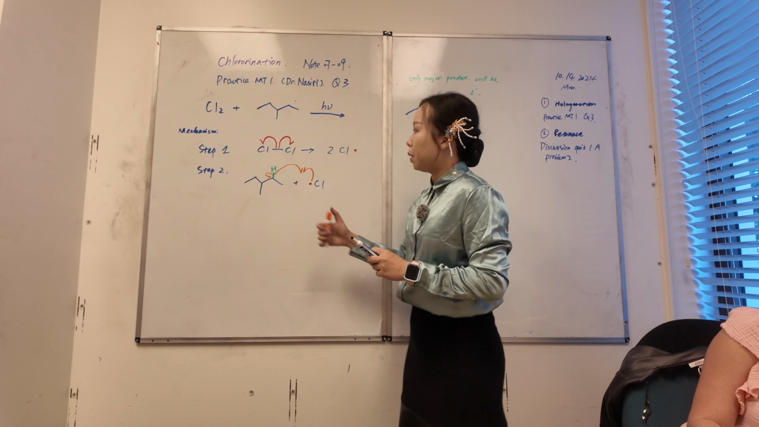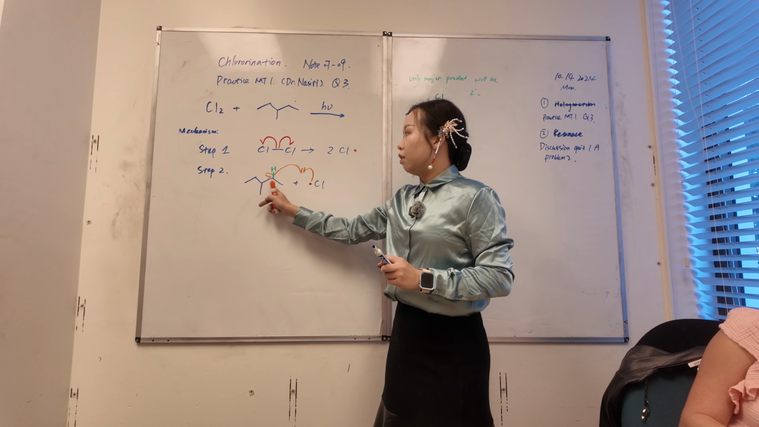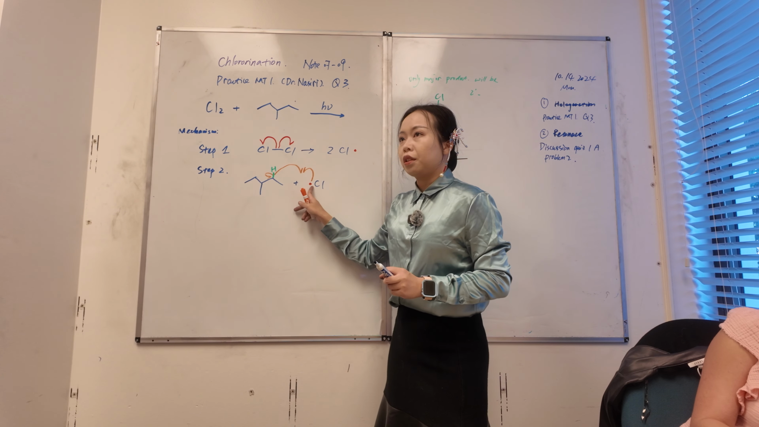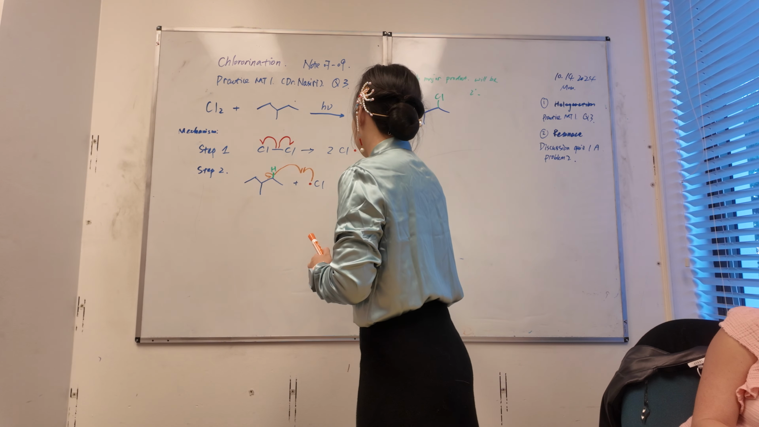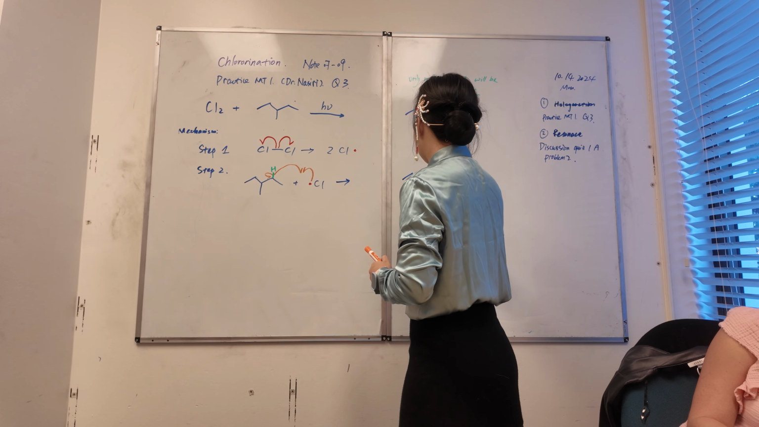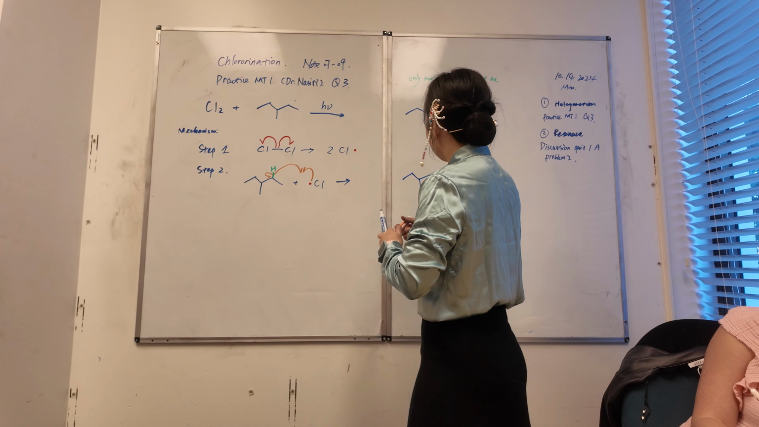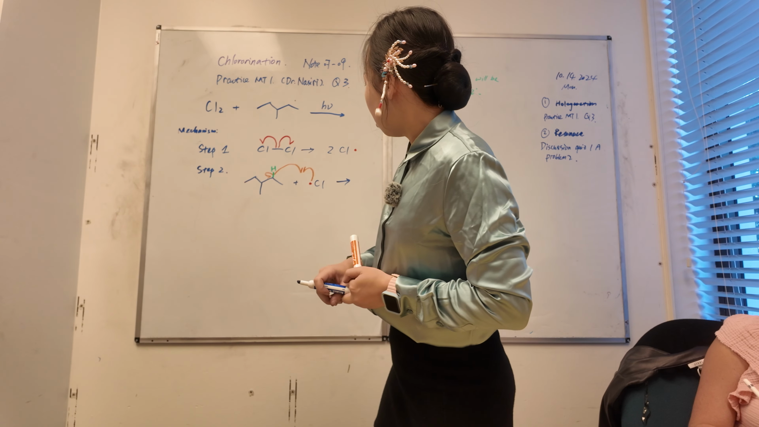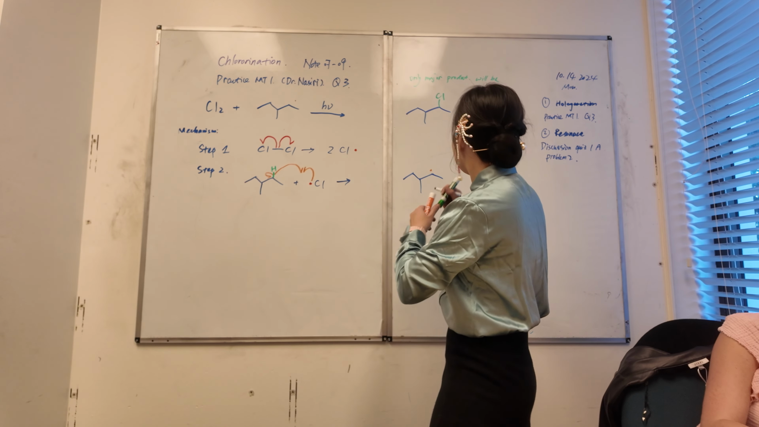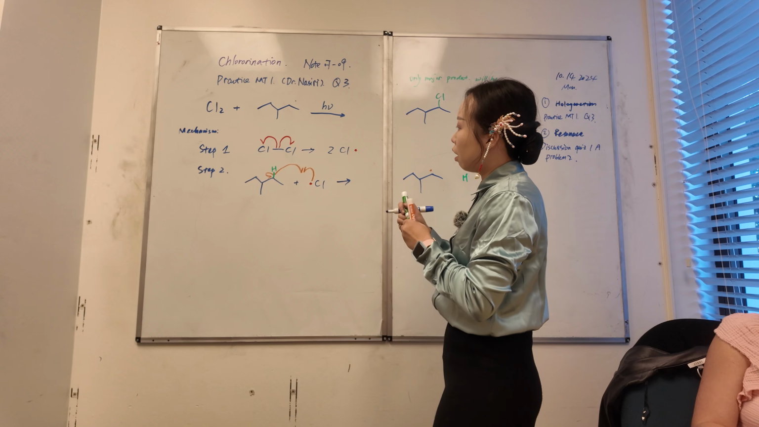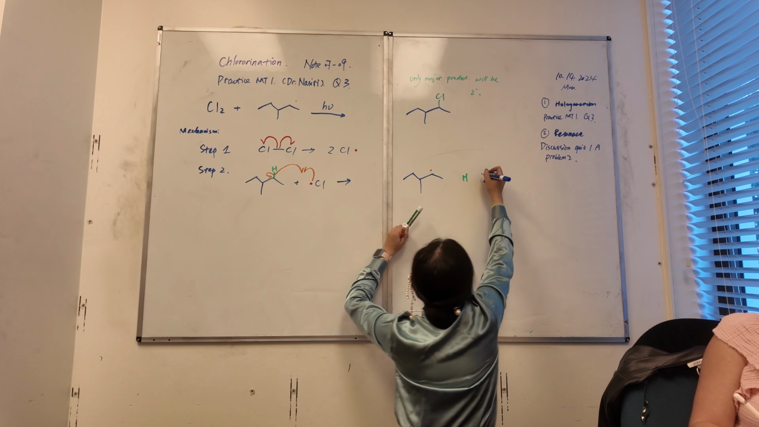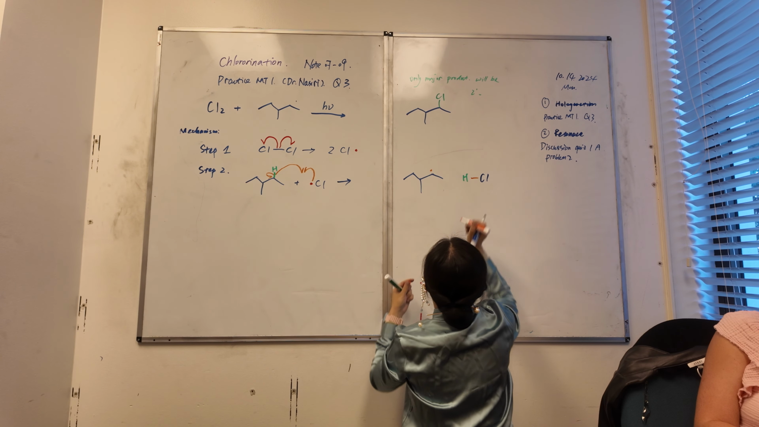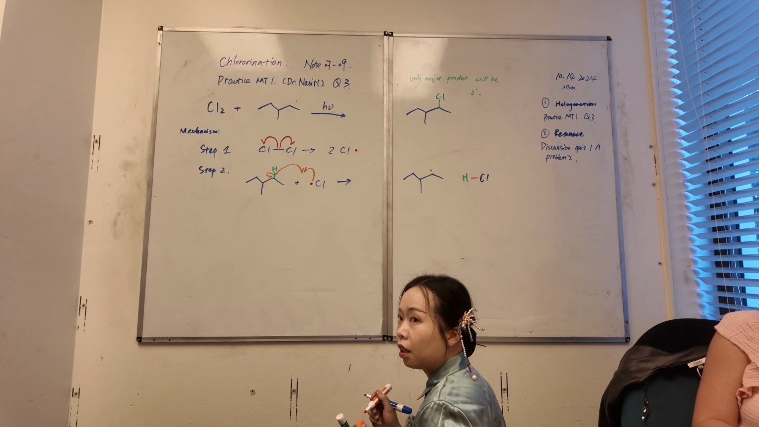So this green bond breaks. One forms a secondary radical. The other forms with this red radical a new bond. Is this where the HCl comes from? Yeah. I want to keep the same. So I have my green hydrogen. Are we good with this? Okay.